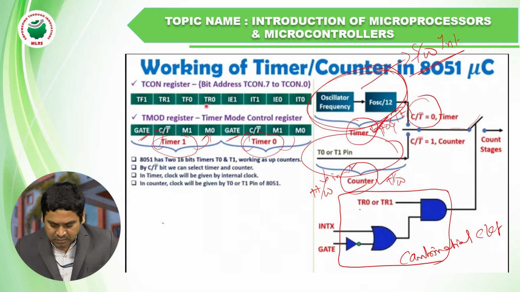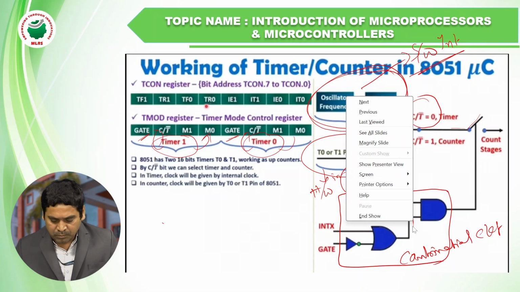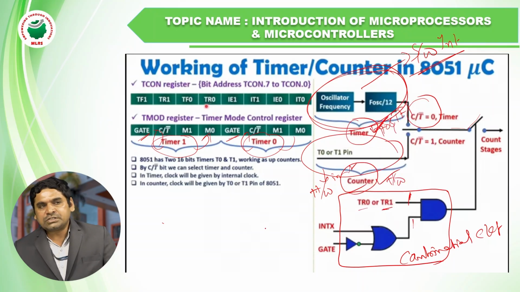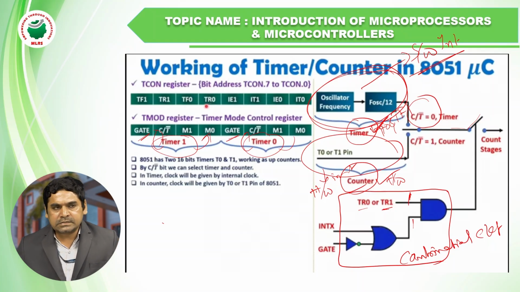In which case TR0 or TR1 must be 1. The other input must also be 1. In that case the AND gate output equals 1; in other cases it is 0 and there is no counting. Either TR0 or TR1 must be 1. If you get the second input also as 1, then the OR gate output equals 1.